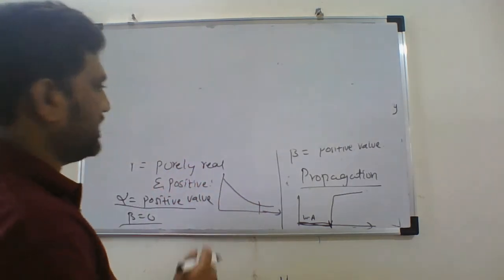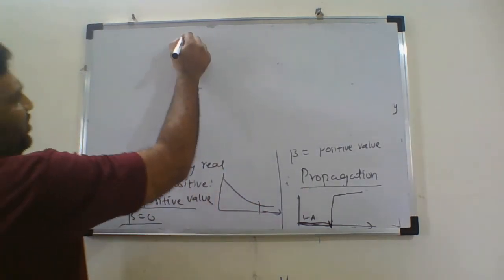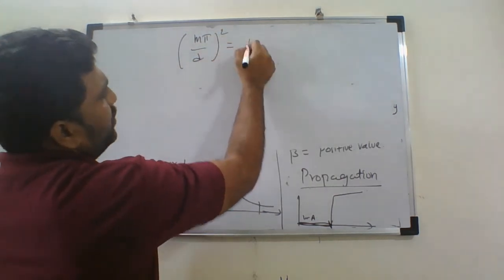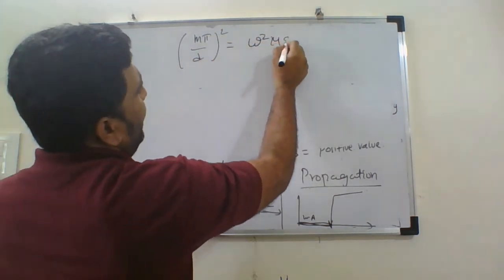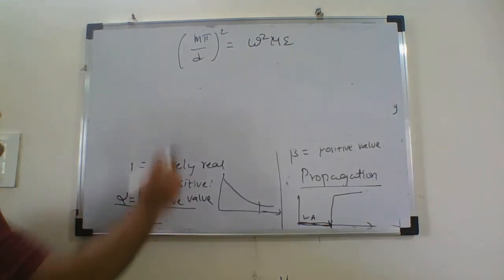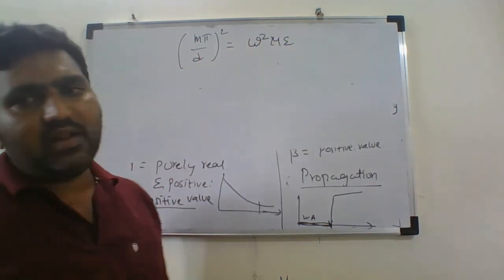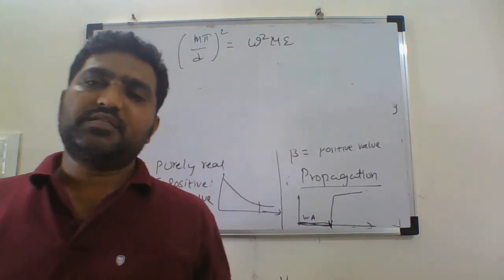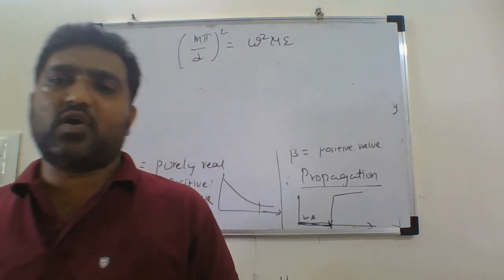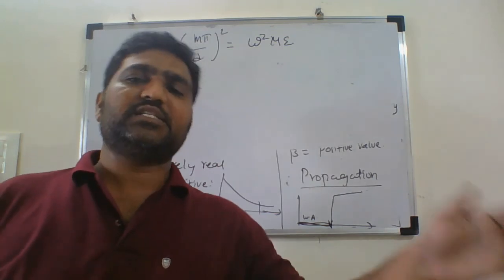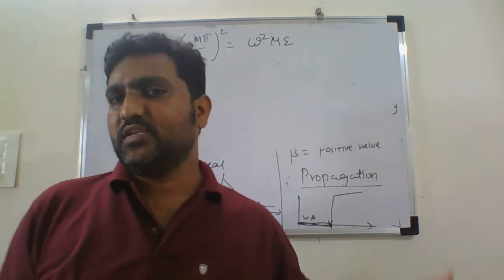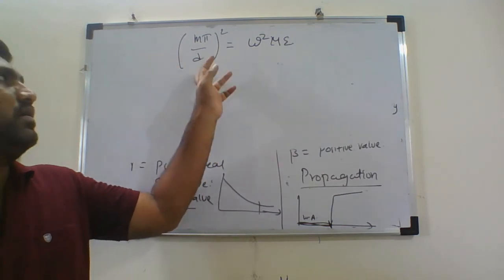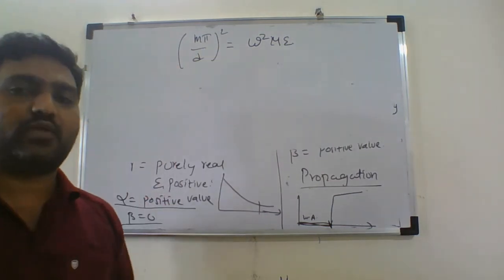That will come whenever (m pi by d) whole square is equal to omega square mu epsilon. Whenever these two terms become equal, then my gamma will be 0. That means alpha will be 0 and beta also 0. So my propagation starts. That is the point which we call the cutoff point or the minimum frequency point.